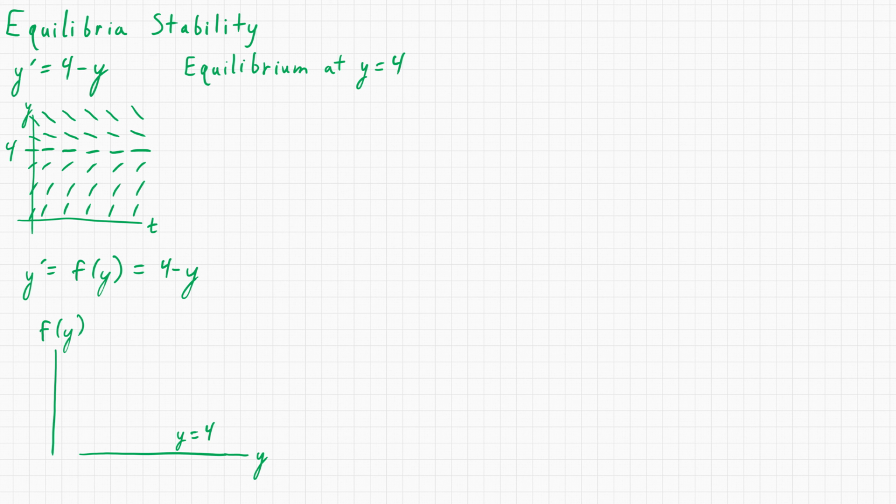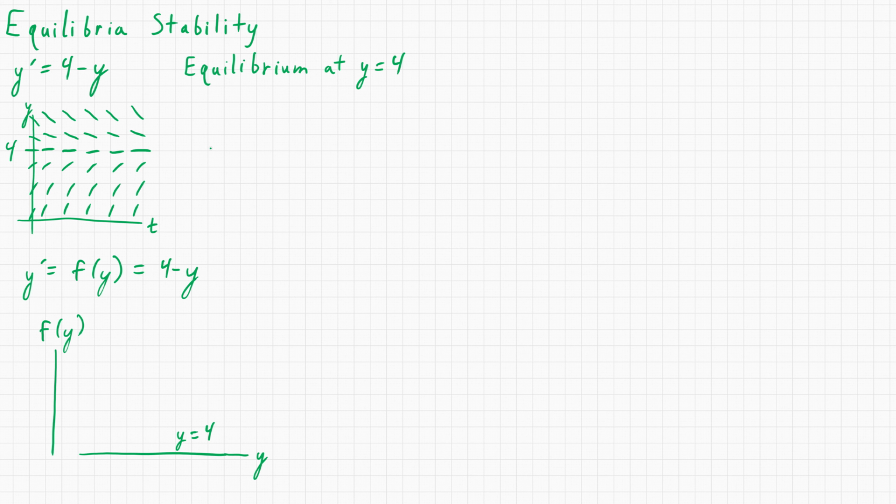Our differential equation we're working with is y prime equals 4 minus y, and we'd like to determine the equilibria and also the stability of those equilibria. So y prime equals 4 minus y, so we have an equilibrium solution at y equals 4, right? So y prime would equal 0, and then we have 4 minus 4 is 0, and yeah, 0 equals 0. This is an equilibrium solution.